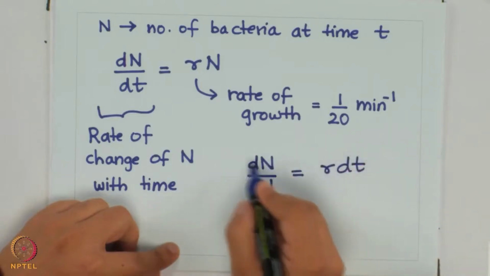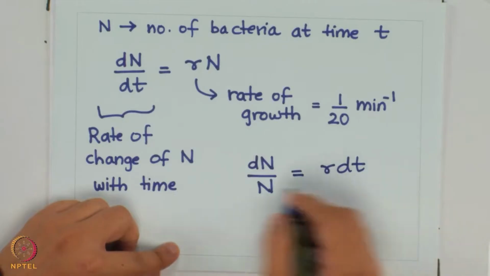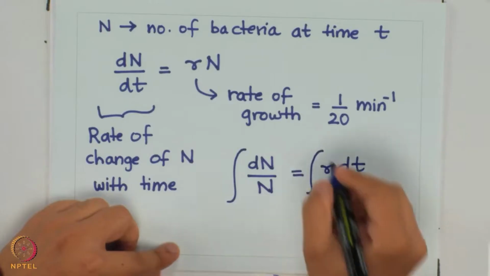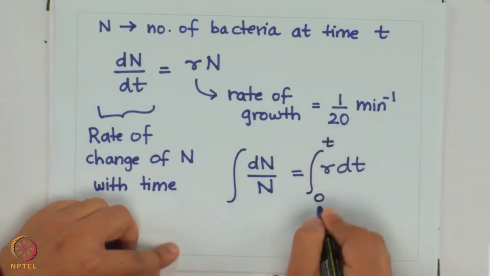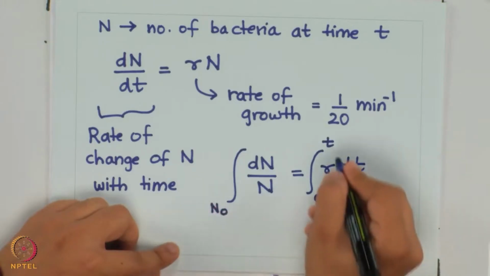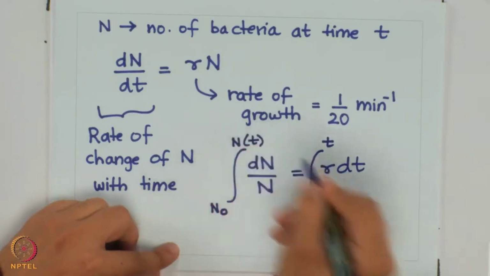And now I have the left hand side which is only dependent on n and the right hand side which is only dependent on t. And when I integrate the two from time t equal to 0 to time t equal to t, at t equal to 0 the number of bacteria that I started with was n naught. At t equal to t, the number of bacteria that I am going to end up with is nt.